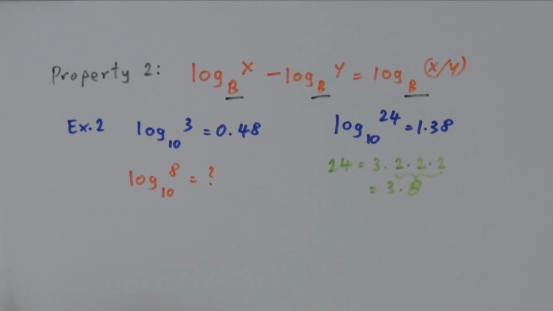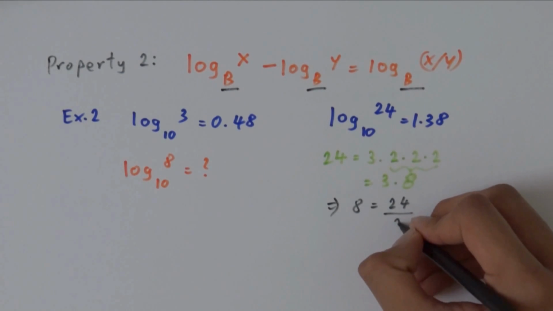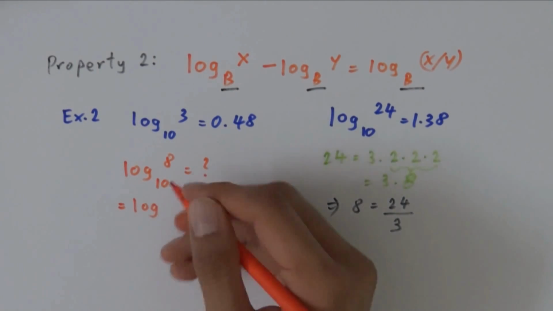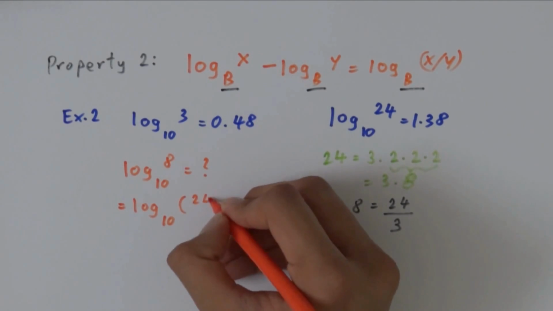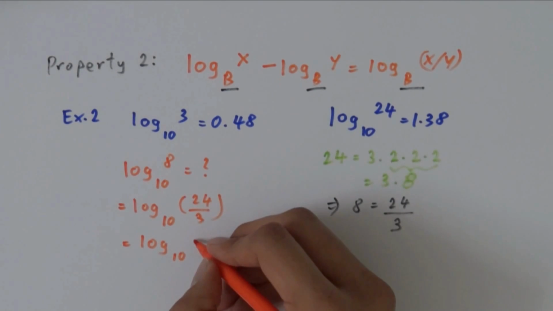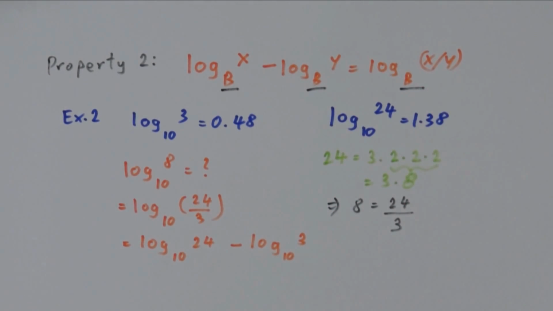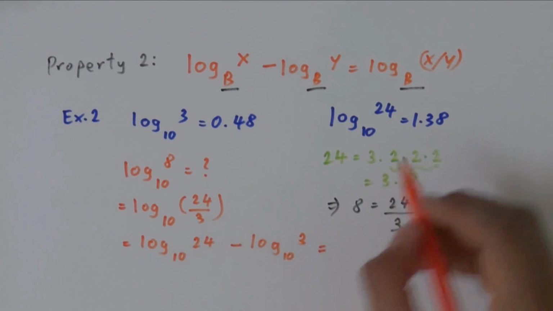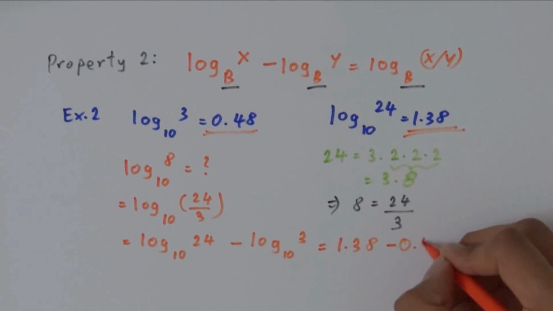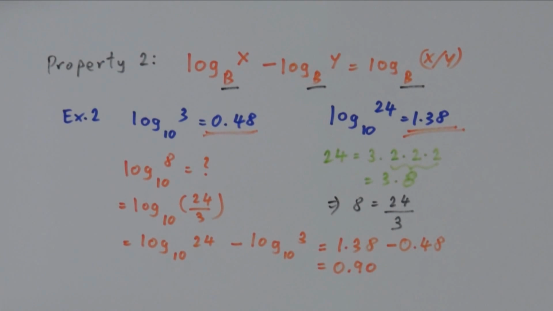So from this we know that 8 is equal to 24 divided by 3. Let's use the same thing here. So this is equal to log base 10 of 24 divided by 3. That's equal to log base 10 of 24 minus log base 10 of 3, using the property. What's log base 10 of 24? It's 1.38. And what's log base 10 of 3? That's 0.48. So let's subtract them. What do we get? 0.90. So let's check this with a calculator.